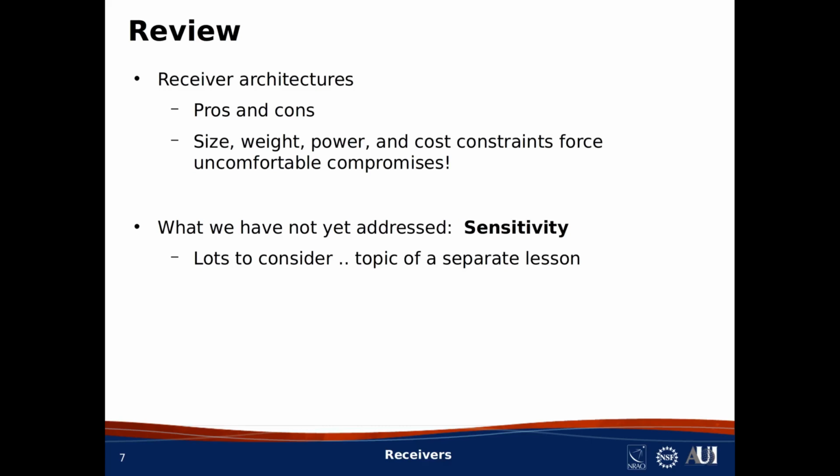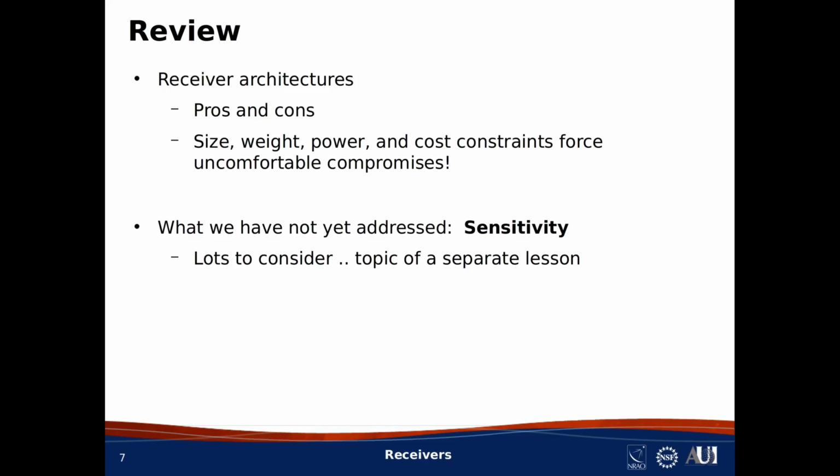And with that, it's time to wrap up. This lesson has been primarily about receiver architectures and is intended to give you some idea of the issues that go into designing receivers and subsequently the performance of receivers. It should now be obvious that there are many pros and cons that must be balanced, and this needs to happen also within the constraints of size, weight, power, and cost. This often results in some uncomfortable compromises.